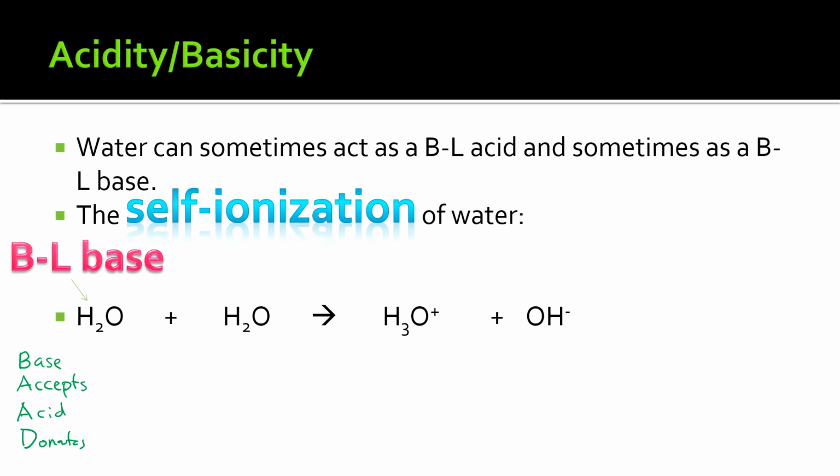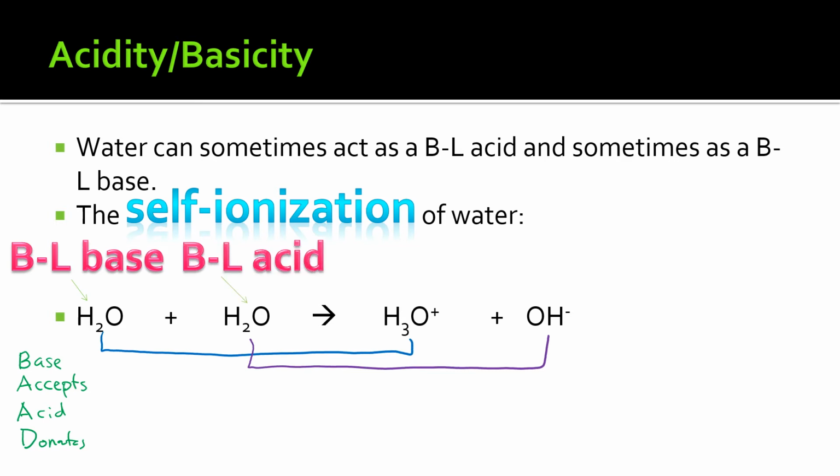So we see if we are linking the two that this water becomes hydronium ion. It gained one hydrogen, so it's considered to be the base. And then the other one, I'm going to do it in purple, looks like it loses a hydrogen ion, so it's considered to be a Bronsted-Lowry acid.